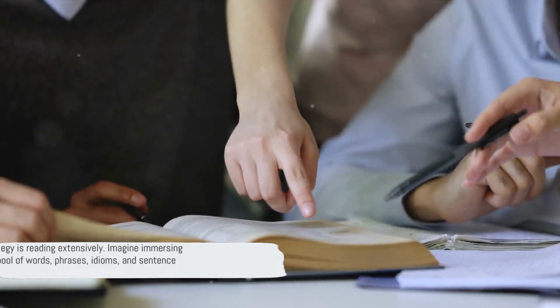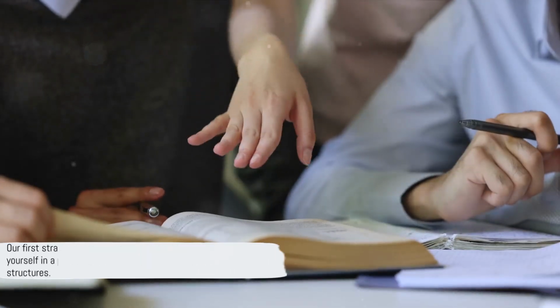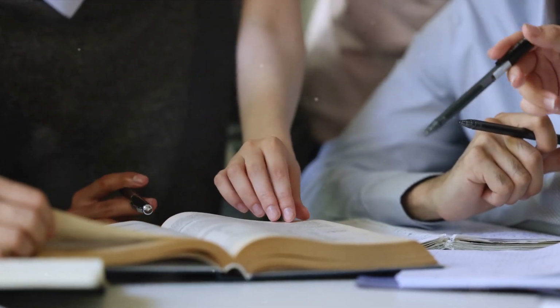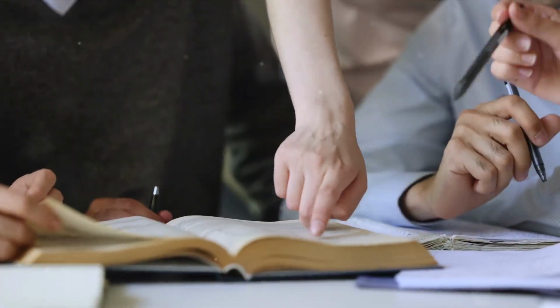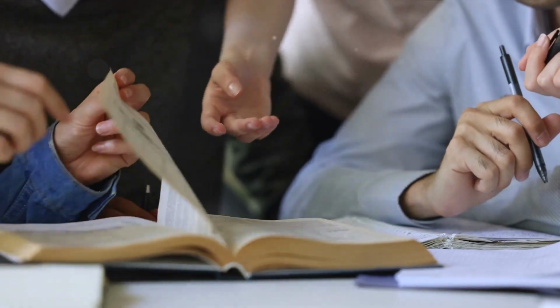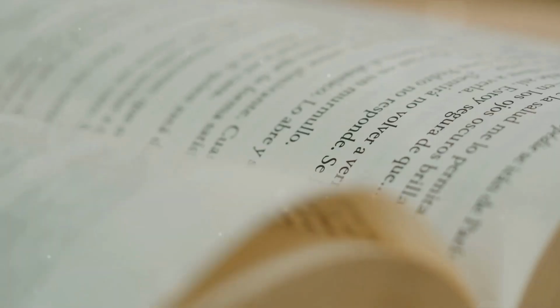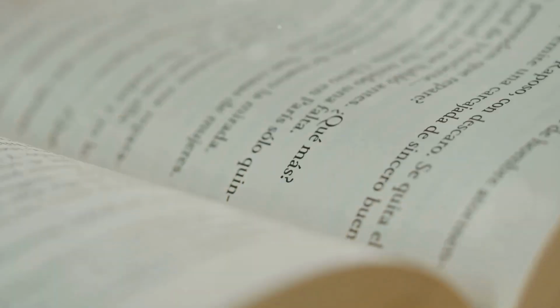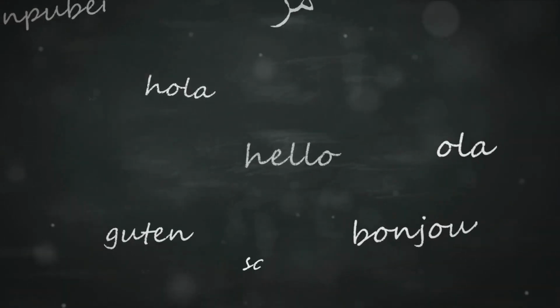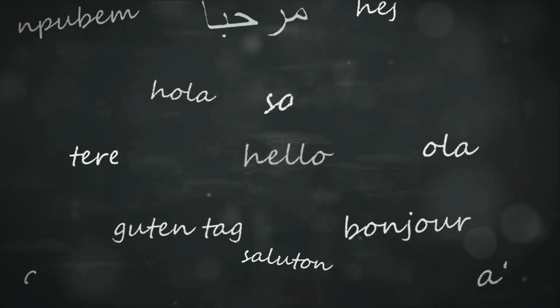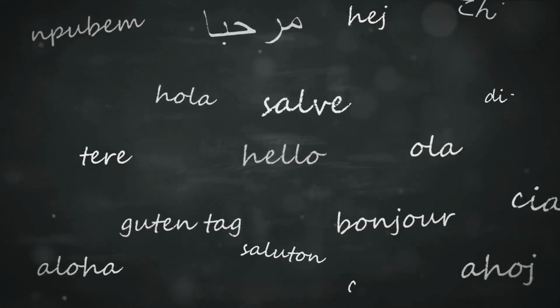Our first strategy is reading extensively. Imagine immersing yourself in a pool of words, phrases, idioms, and sentence structures. This is what reading extensively in your target language does. It familiarizes you with the language's rhythm, the way words fit together, and naturally exposes you to a rich variety of vocabulary. From novels to newspapers, comic strips to scientific journals, the wider the range of your reading materials, the deeper and broader your vocabulary becomes.